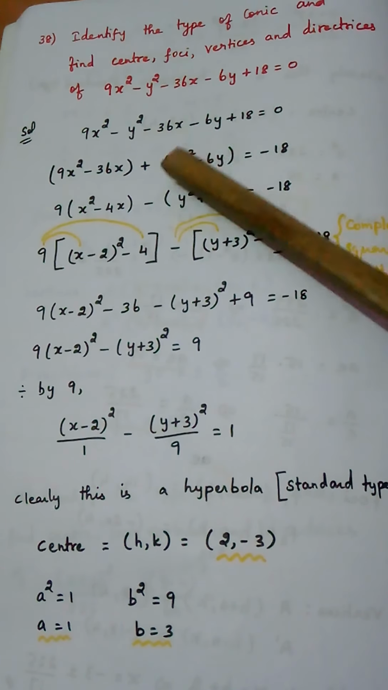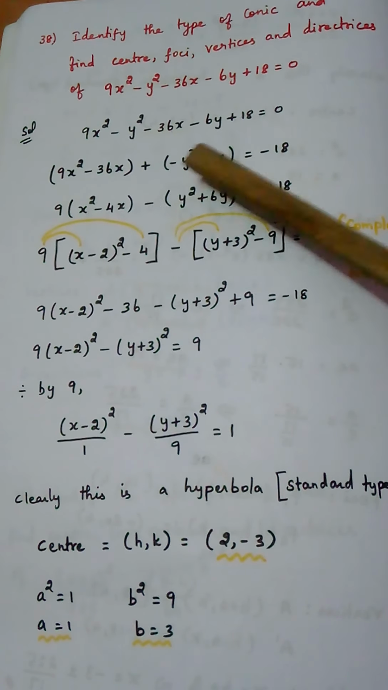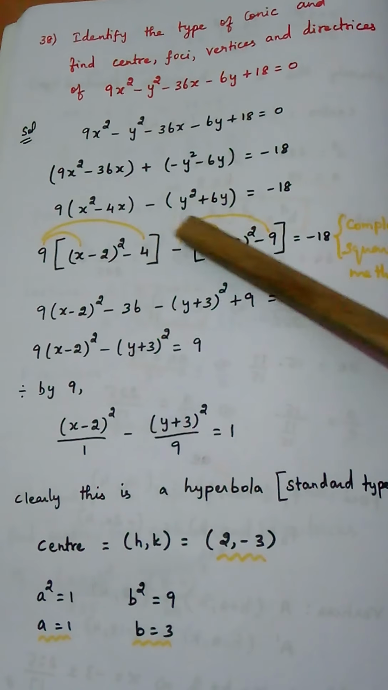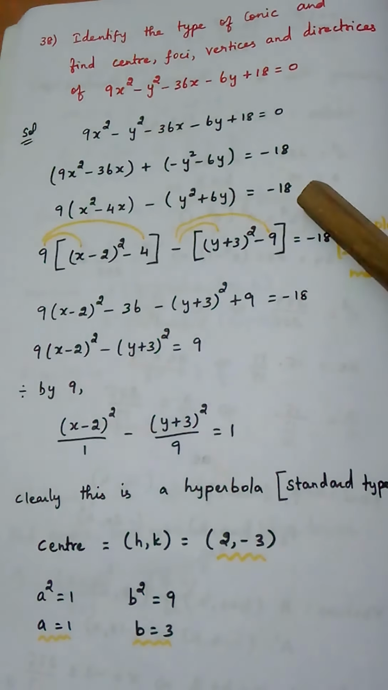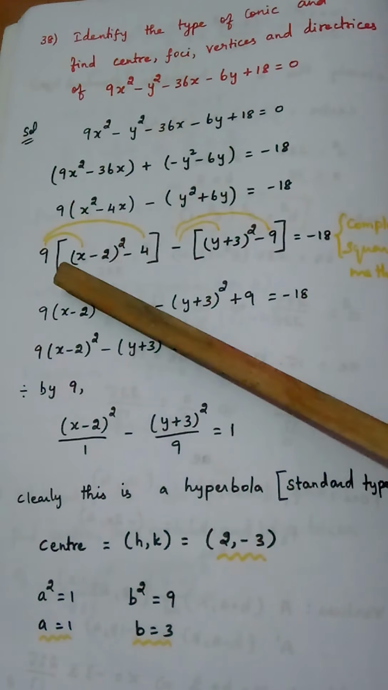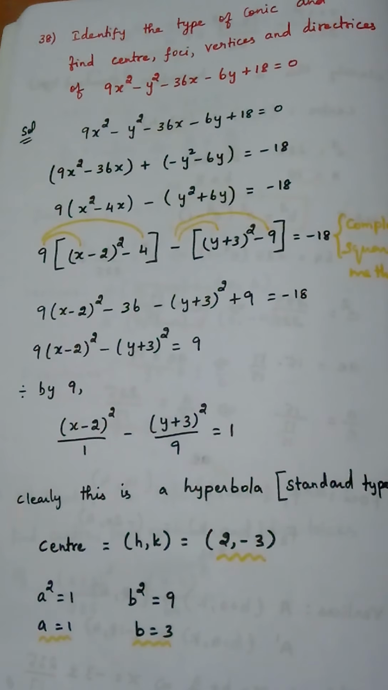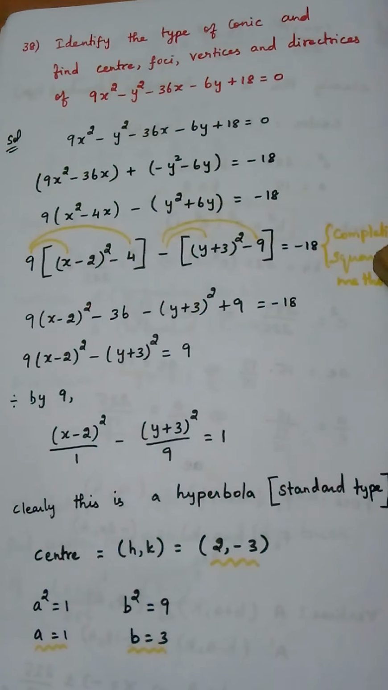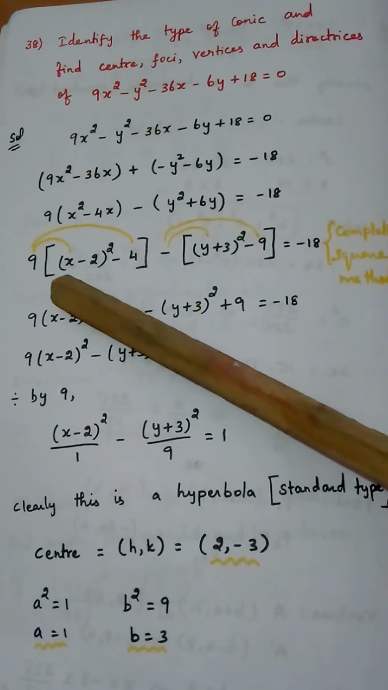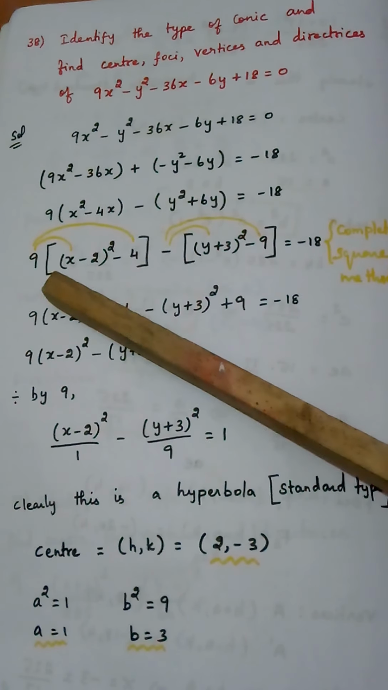Similarly, there is no number common between these two, so I am taking just minus as common for these two. Minus is taken outside, so both the terms become plus here, equal to minus 18. Now 9 into, this method is called the completing square method. Many times we have seen it before, even in parabola we have seen this.